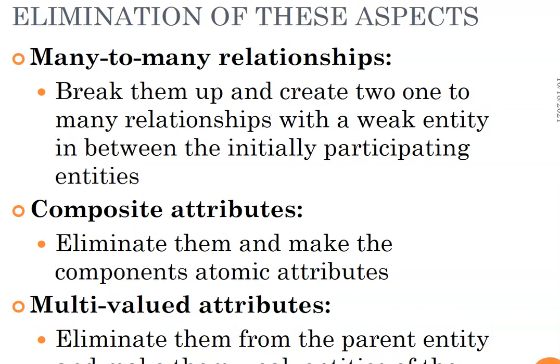We eliminate many-to-many relationships by introducing what we call an associative entity, which is sometimes referred to as a weak entity. So you break them up such that you create a one-to-many relationship, and then you create an associative entity. It's like an entity that is going to join these other two entities that you have created, such that you have what you call an associative entity. We are going to see how we do that. And then we have composite attributes.